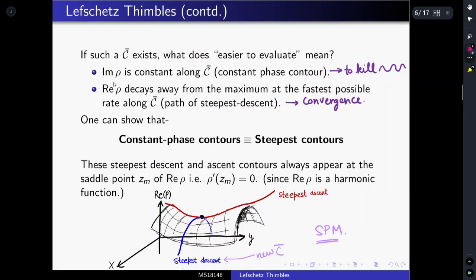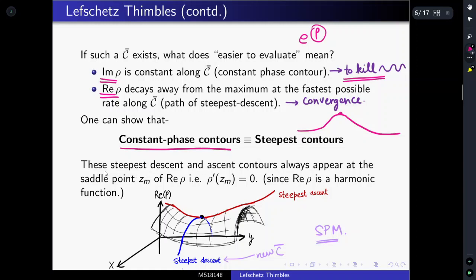We would want that the imaginary part of rho, just a reminder, rho was the thing in the exponent here, is constant along C bar, because then it will kill all the oscillations. And if the real part of rho decays away from the maximum, that would ensure some sort of convergence. So these properties are desirable, and the best thing about complex analysis is that demanding constant phase contours gives the steepest contours for free. There's a buy one get one free offer going on here.